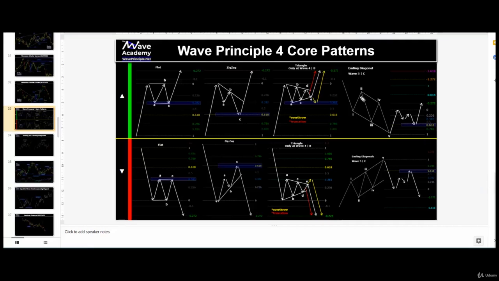In this video, I'm going to talk about diagonals. In the wave principle, we can spot four core patterns: the flat, the zigzag, and the triangles. These three are corrective and they go with the trend of the larger impulse. But diagonals are part of the impulse sequence, and we can spot two kinds of diagonals.